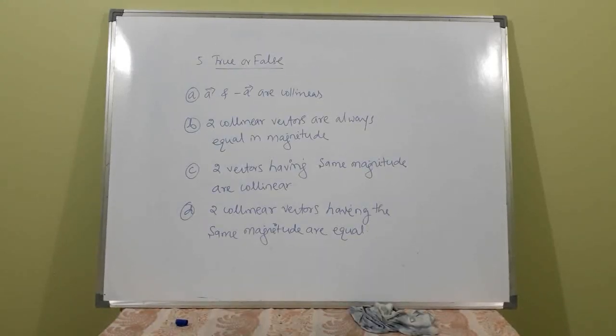You have to mention true or false. Fifth question, the last question. A and minus A are collinear. This is correct. Direction may be different, but they lie on the same line or parallel to the same line, so collinear. Two collinear vectors are always equal in magnitude: false. Two vectors having the same magnitude are collinear: false. Two collinear vectors having the same magnitude are equal: false. So B and C are false, A and D are correct.